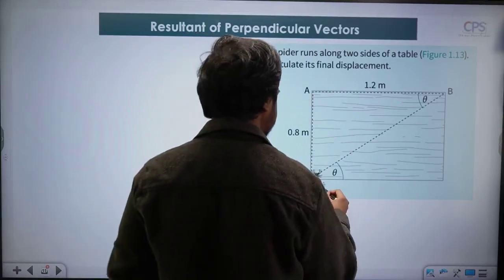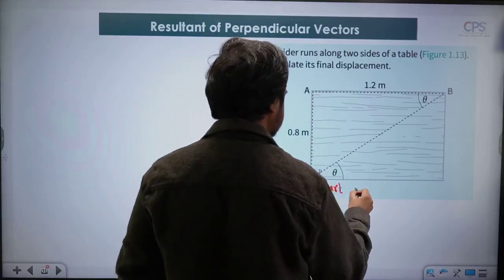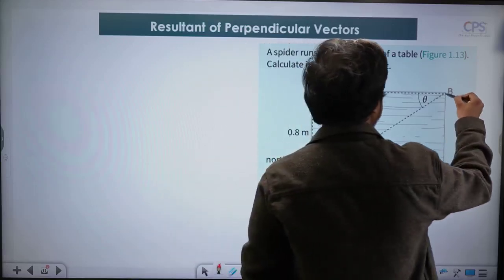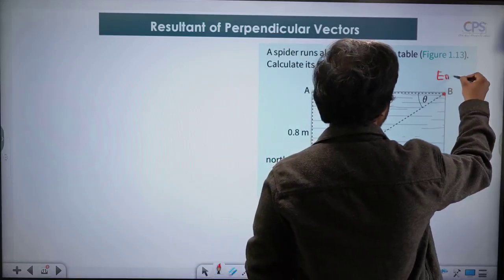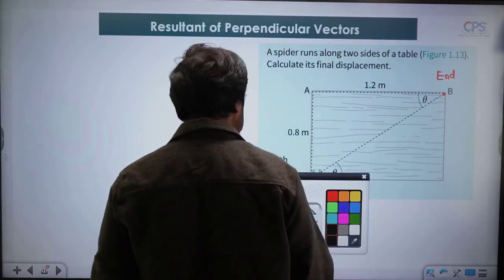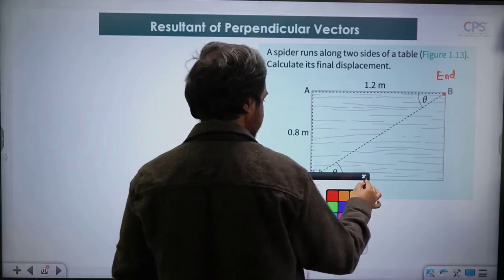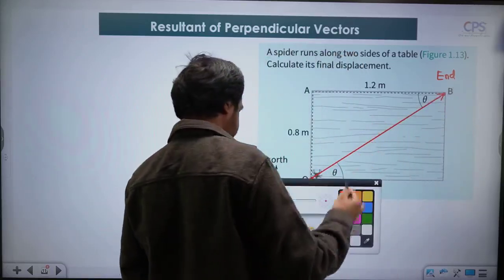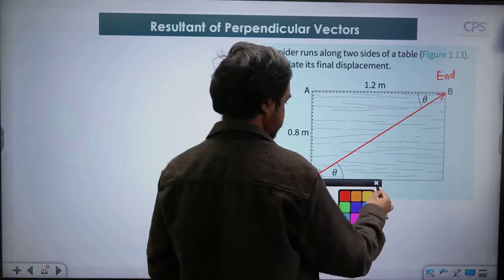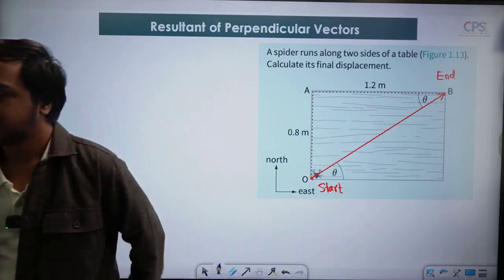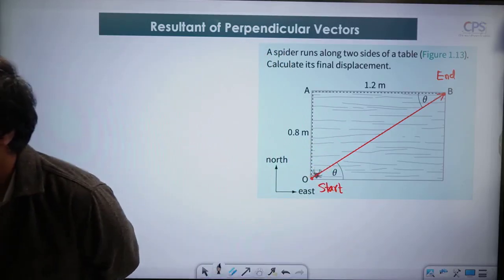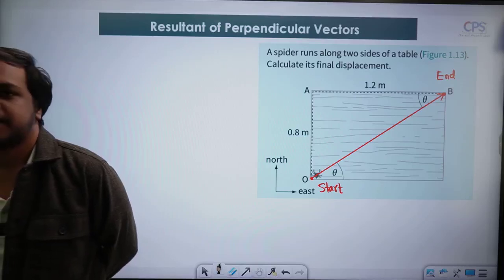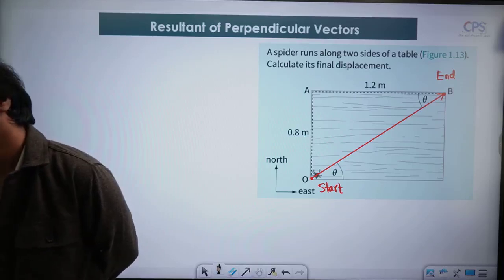So what do we get? This is the start point and this is the ending point, right? End. So what's the displacement? The displacement is from the starting point to the ending point, from the start point to the end point. See, this is the displacement. So how do you get it? Remember Pythagoras again and it will be done.